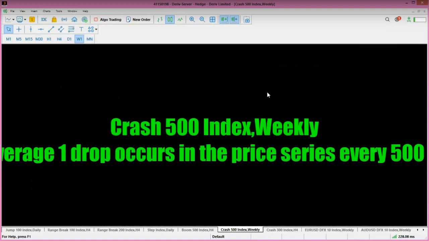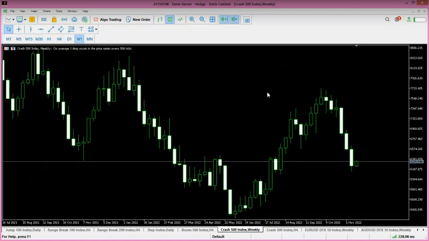This is our crash 500, and I know that you have already noticed that I normally don't start at our monthly time frame. I normally don't do that, but you can. According to the strategy that I'm using, our monthly time frame does not make that much of a difference, but you need to consider it.